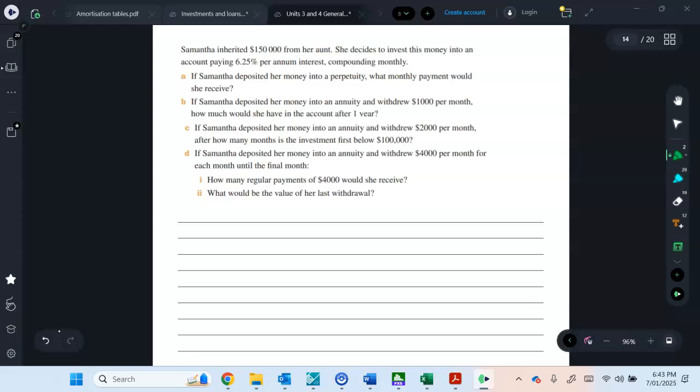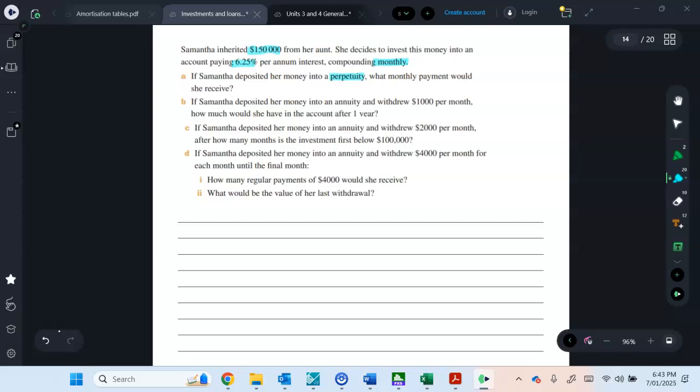All right, Samantha inherited $150,000 from her aunt. Oh, how nice of her aunt. She decides to invest this money into an account paying 6.25% per annum, and it's compounding monthly. If Samantha deposited her money in a perpetuity, what monthly payment would she receive?